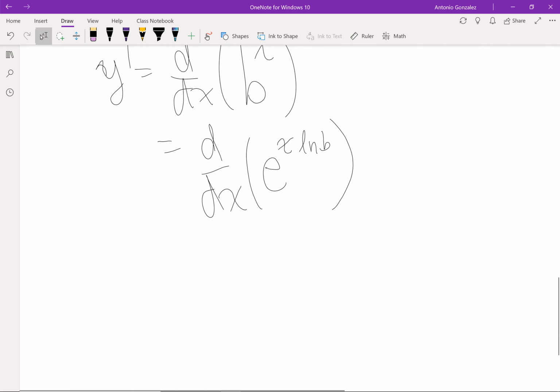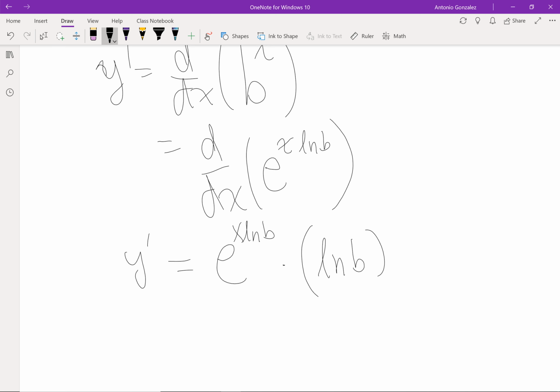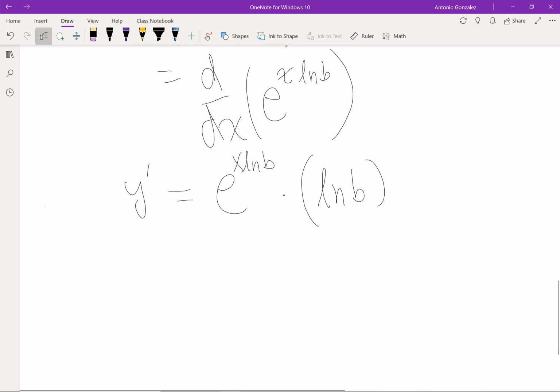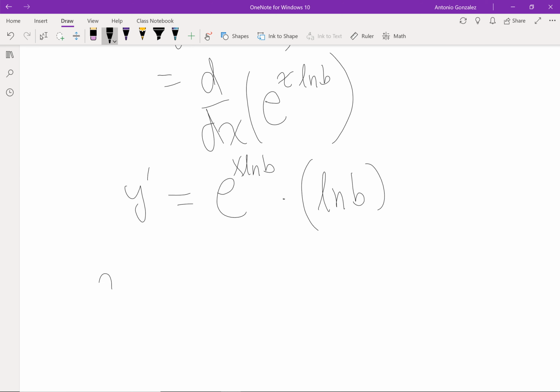All right. Okay, and now let's take the derivative here. The derivative of the exponential is the exponential itself, e to the x ln of b. Remember, ln of b is a constant. Chain rule says take the derivative of the exponent. The derivative of x is 1 times ln of b, so we are left with ln of b. All right, so that leads us to our following new derivative.